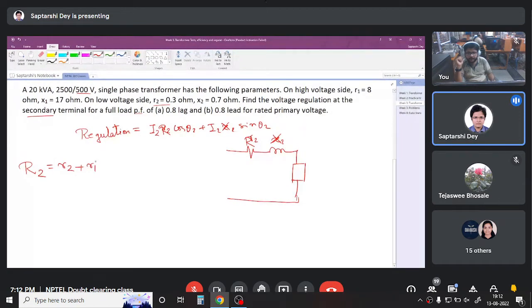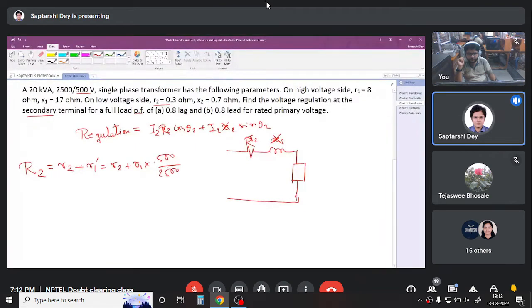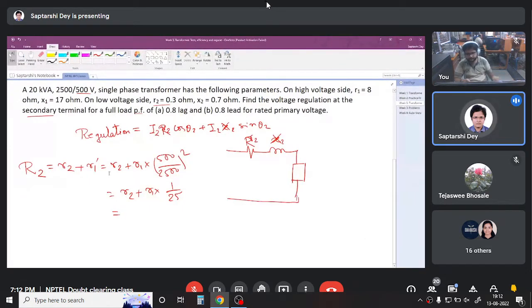R2 plus R1 prime, that is R1 referred to this side, which is R2 plus R1 times 500 by 2500 squared, which comes out to be R2 plus R1 times 1 by 25. Can someone please do it and tell me the value? It will be 0.62 ohm.